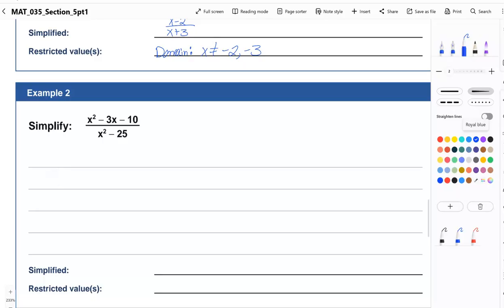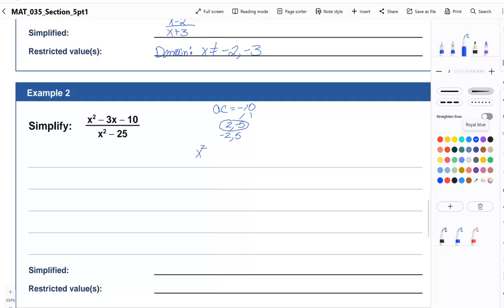Let's do one more example. Let's say we have x squared minus 3x minus 10 over x squared minus 25. So we're going to factor. AC method for the top is going to be negative 10. So I can think about 2 and negative 5 or negative 2 and 5. I need 2 and negative 5 to get that negative 3 in the middle.